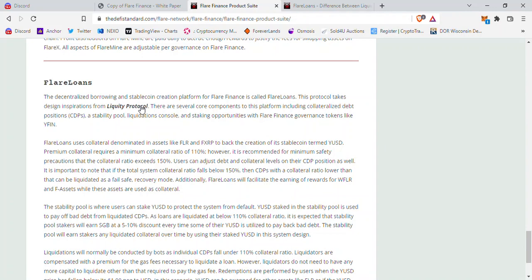So there are several core components to this platform, FlareLoans, including collateralized debt positions, which are also known as CDPs. That's probably how I'm going to be referring to them. A stability pool, liquidations console, and staking opportunities with Flare Finance governance tokens like SFIN.